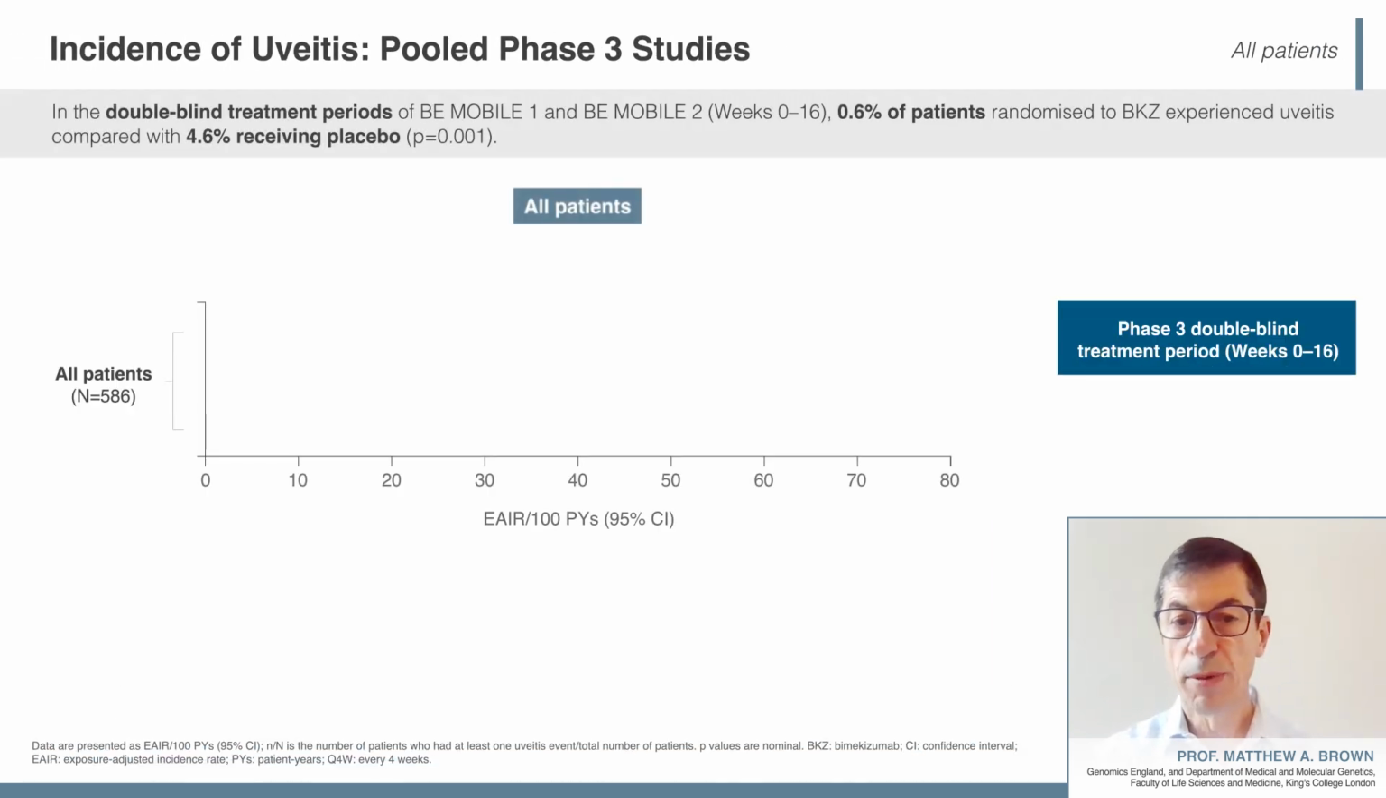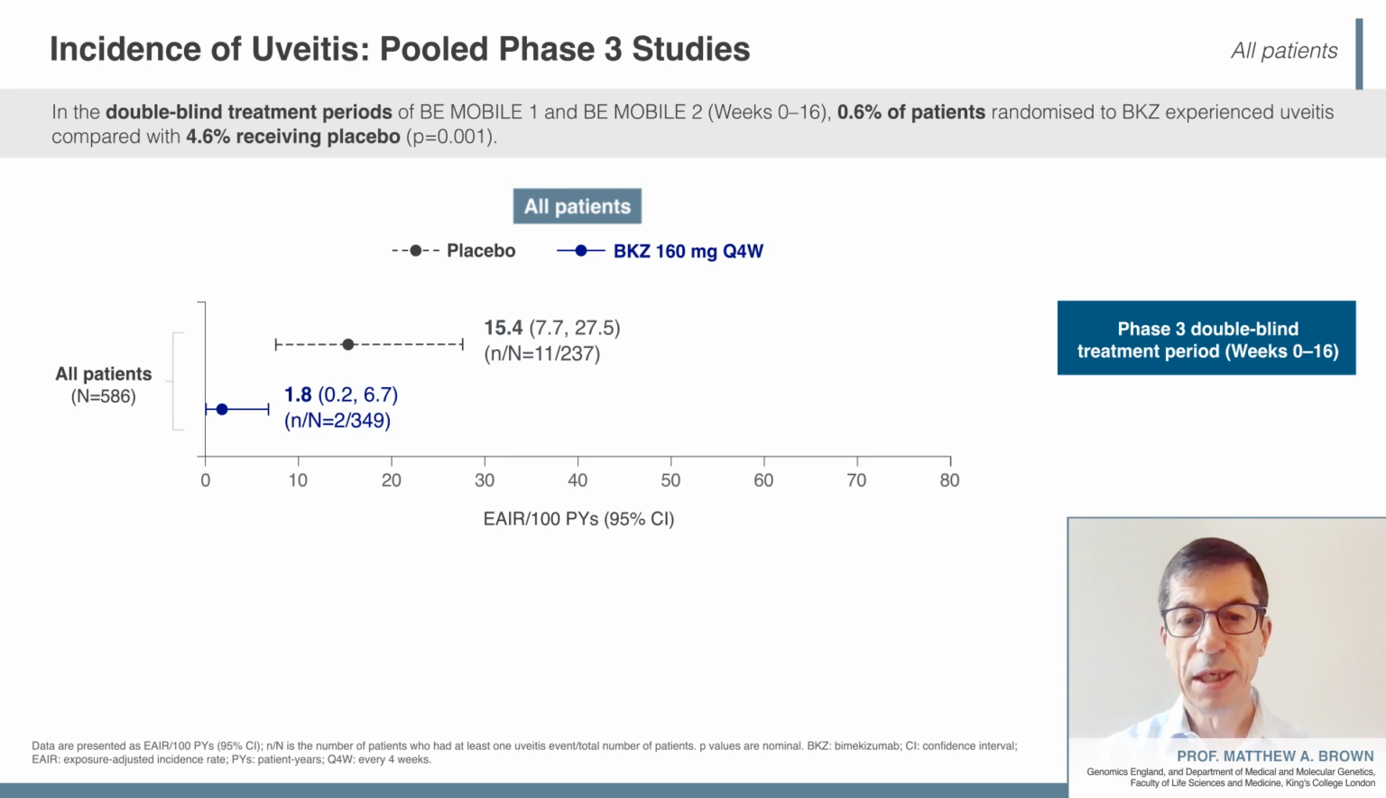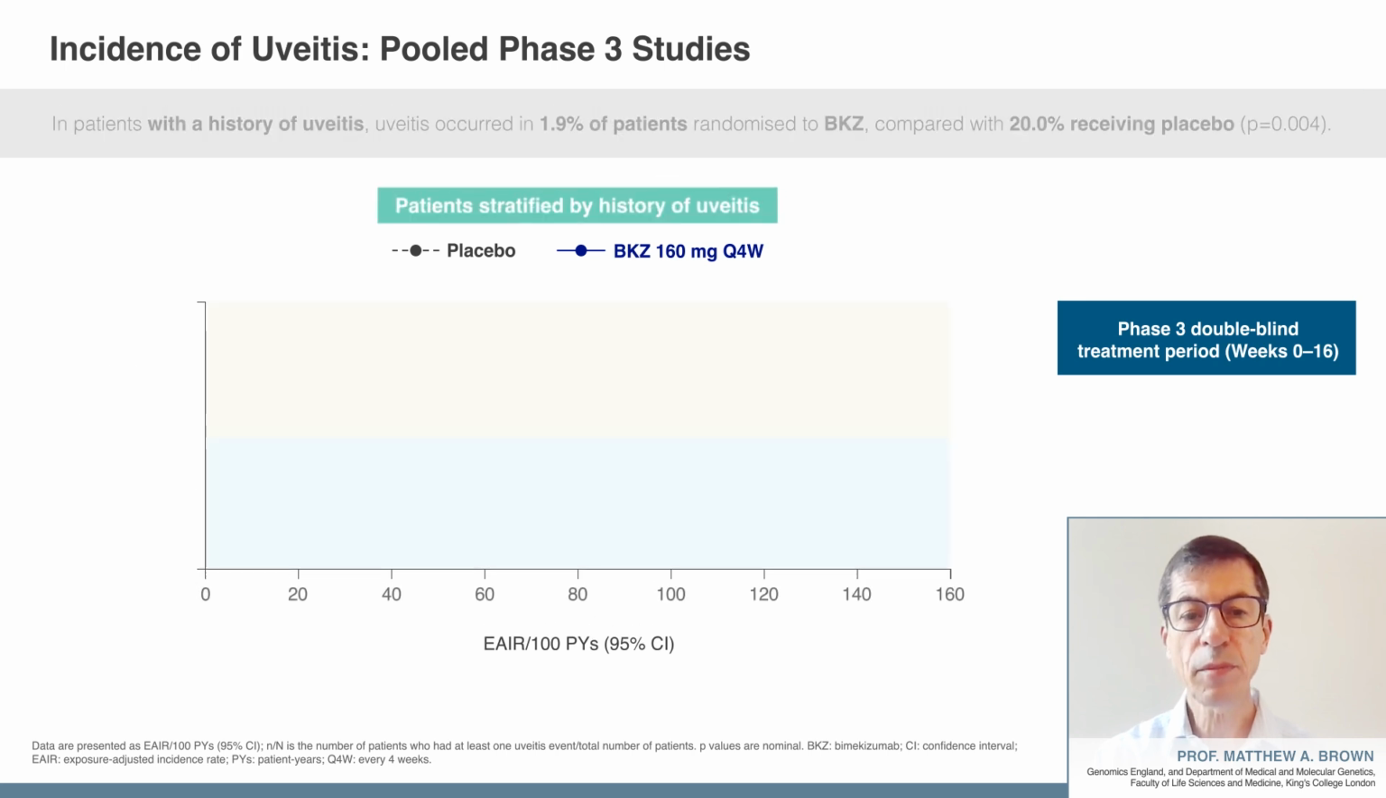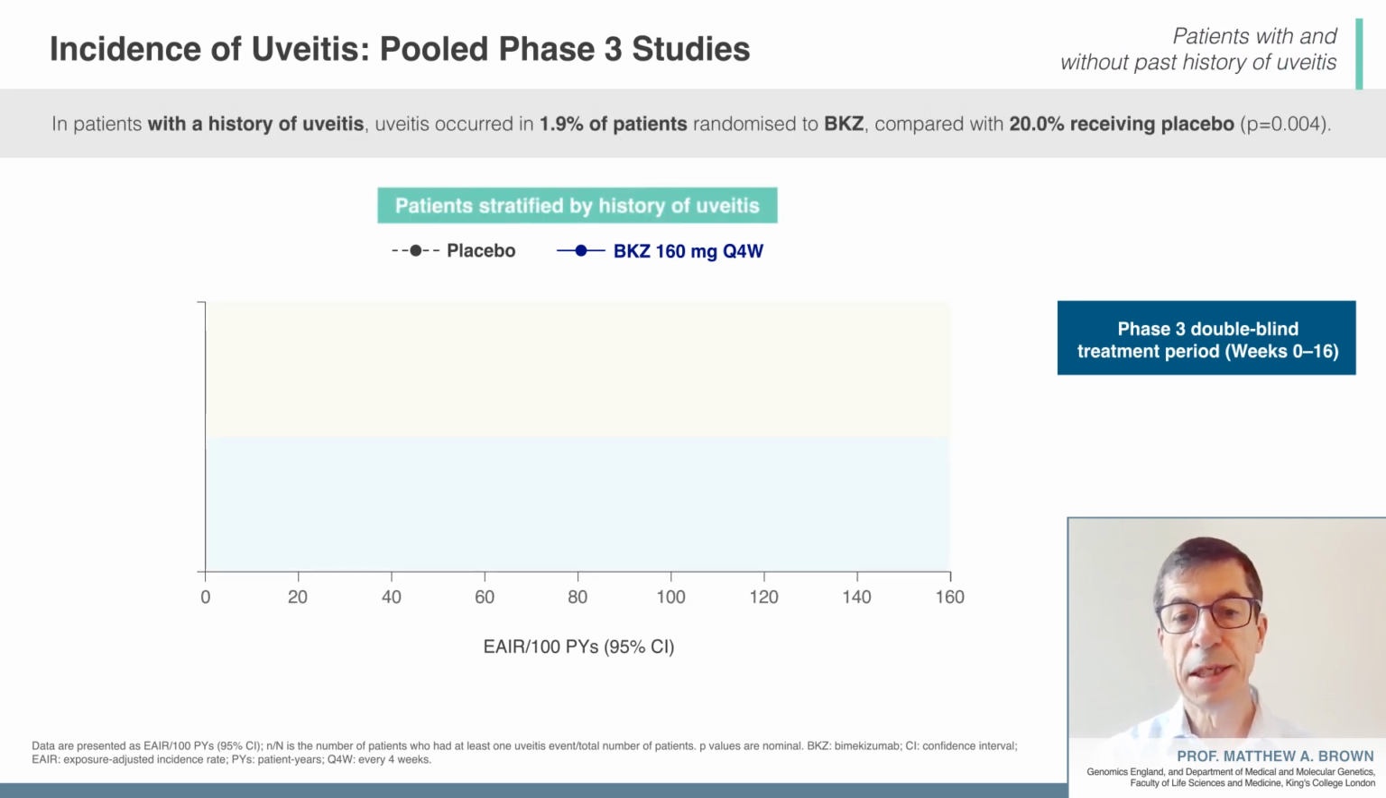During the 16-week double-blind treatment period of the phase 3 Bimobile studies, fewer patients receiving Bimekizumab experienced uveitis compared with placebo. Incidence rates are presented throughout as exposure-adjusted incidence per 100 patient years. Incidence of uveitis was 1.8 per 100 patient years, compared with 15.4 per 100 patient years in patients randomized to Bimekizumab and placebo, respectively.